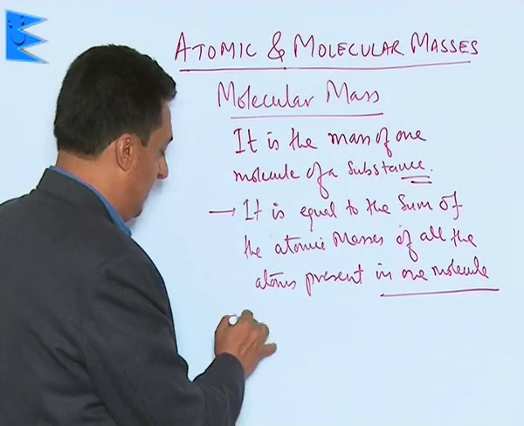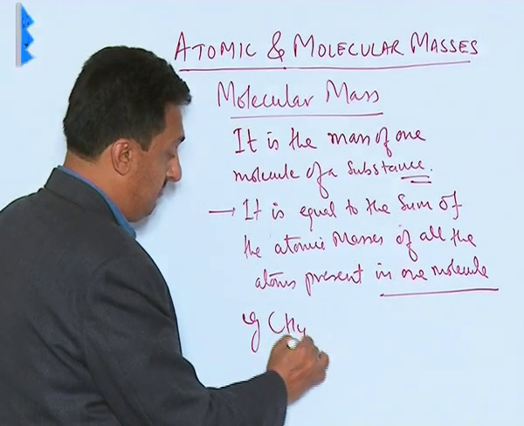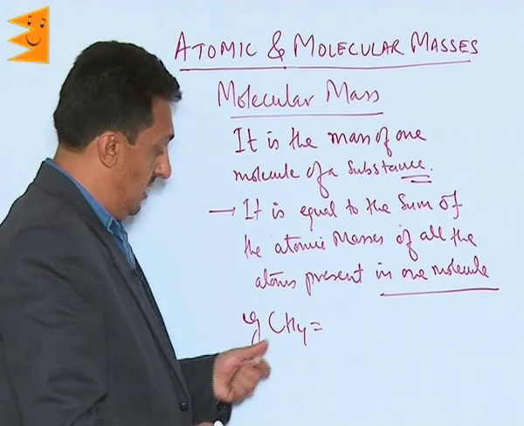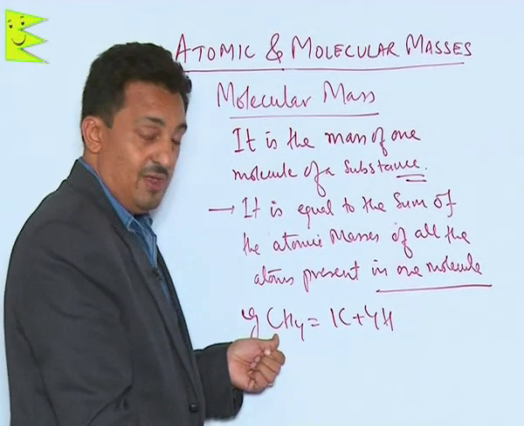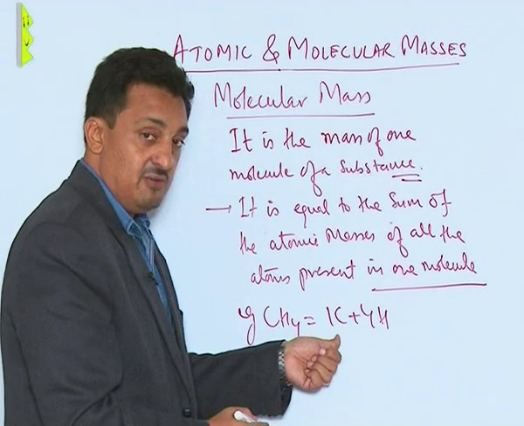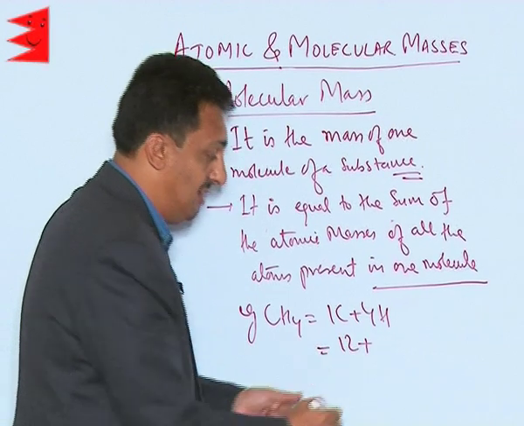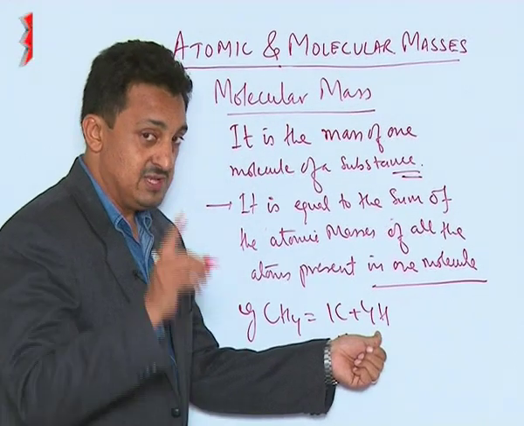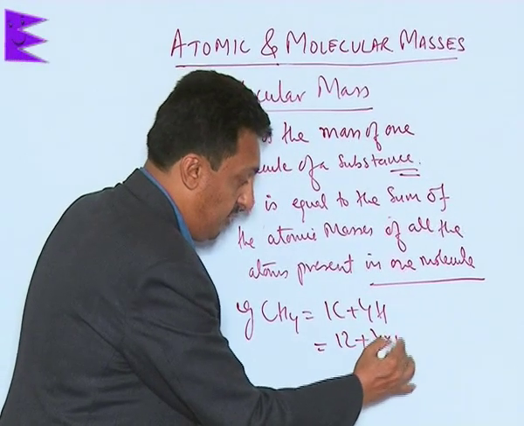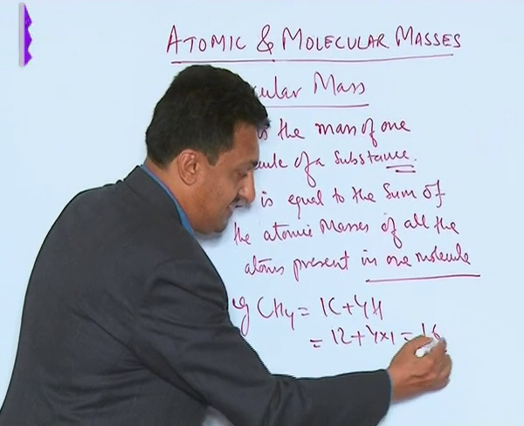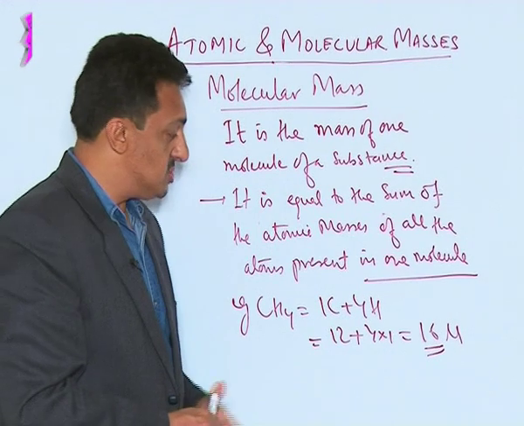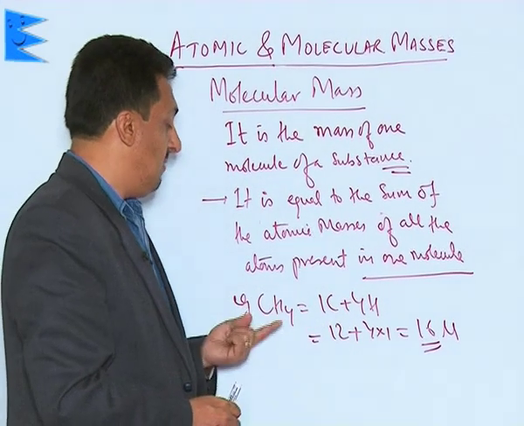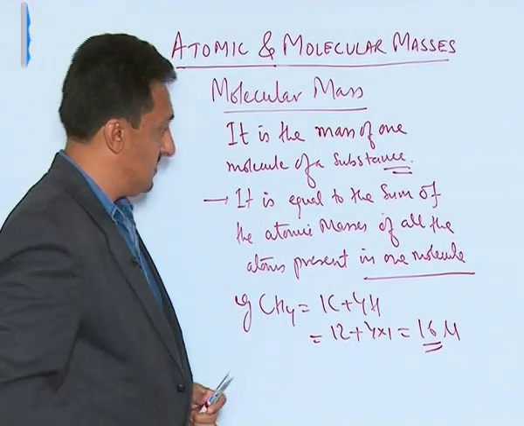Let's take an example of methane. Methane has 1 carbon and 4 hydrogens. The mass of 1 carbon is 12, the mass of 1 hydrogen is 1, so we will make it 4 into 1, and that makes it 16. The unit will be u, unified mass. So 16 u is the molecular mass of methane.